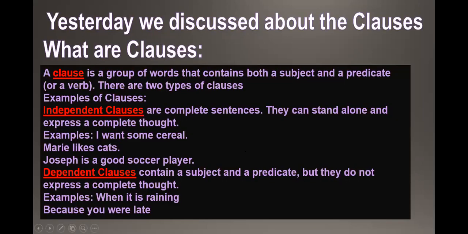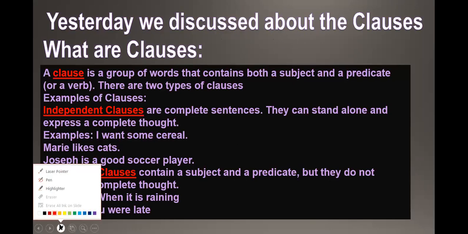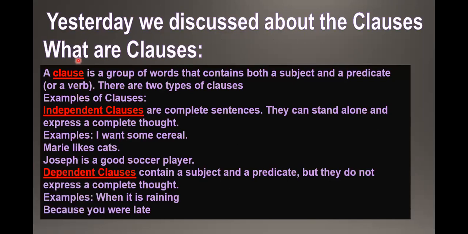So, just a little recap from yesterday. Those of you who don't remember what we did, or those of you who were not here yesterday, we discussed clauses. Now, what are clauses? A clause is a group of words that contains both a subject and a predicate or a verb. There are two types of clauses. Basically, a clause is a statement or phrase that contains a subject and a verb, both of them.